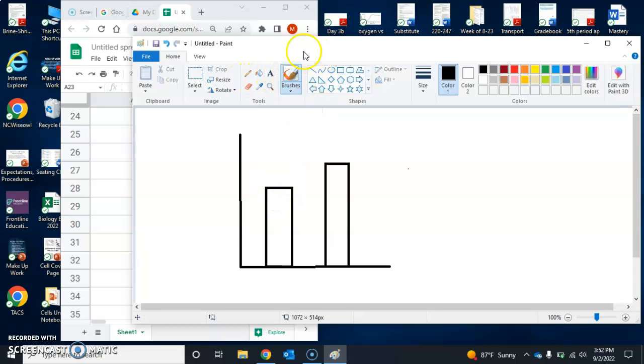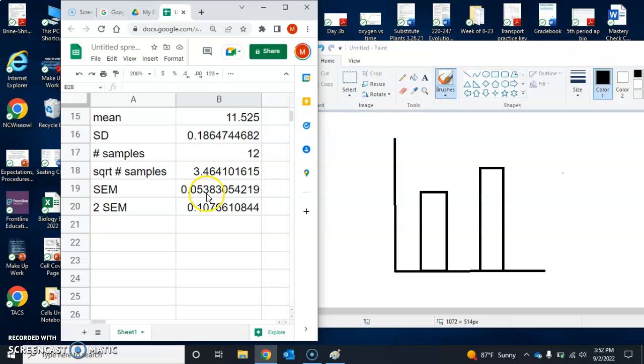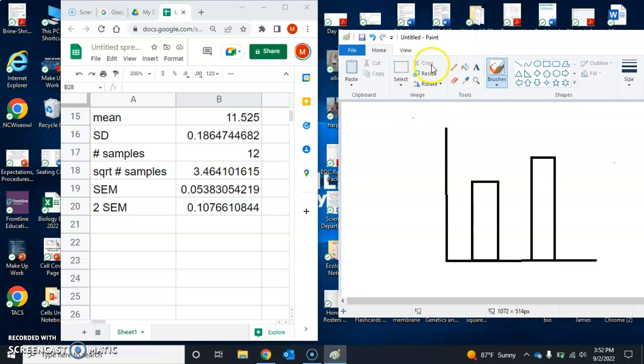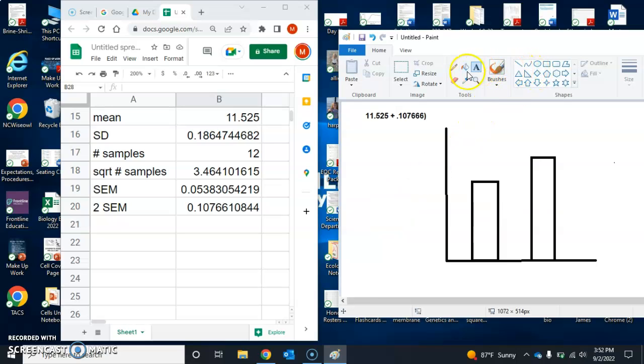So let's say that the average of this one was, let's find what that was. It was 11.52, and then the SEM, 2SEM was 0.107. So you're essentially taking 11.525 plus 0.1076666, whatever that is. And that tells you how far up your error bars need to go. So if this is the 11.57 right here, you're going to go up 0.1076666 from that, and down 0.1076666 from that.